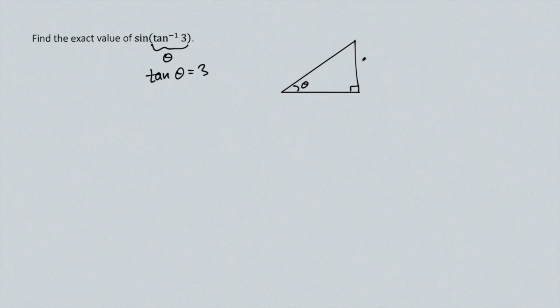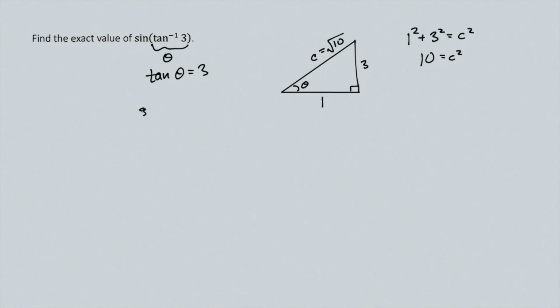So opposite over adjacent needs to be 3. So opposite could be 3, and the adjacent could be 1. Again, not to scale. But now we have a triangle where this is true, and we want to find the sine of the angle, and sine is opposite over hypotenuse. So we need the hypotenuse here. We'll call that c, and we can use our Pythagorean theorem: 1 squared plus 3 squared equals c squared. And that's 10 equals c squared. So c is the square root of 10.